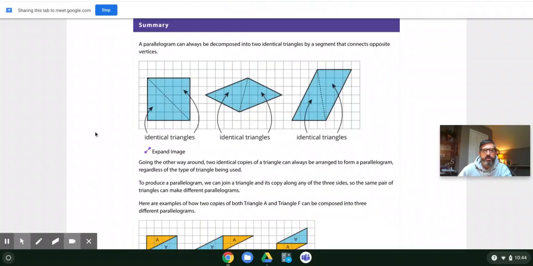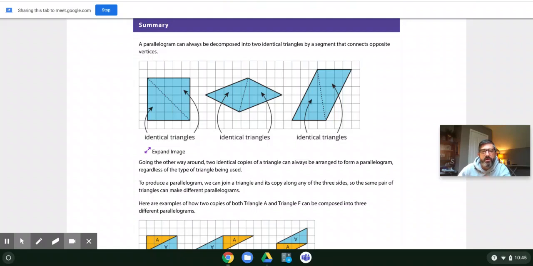So, what did we learn here? Well, a parallelogram can always be decomposed into two identical triangles by a segment that connects the opposite vertices. So what does that mean? Well, in our first exercise, we showed that we could draw a line, like you see here, in a parallelogram and create two identical triangles. So you see in this second one here, you draw a line across opposite vertices, and there's two identical triangles. Again, you see that here. So a parallelogram, again, can always be decomposed into two identical triangles.